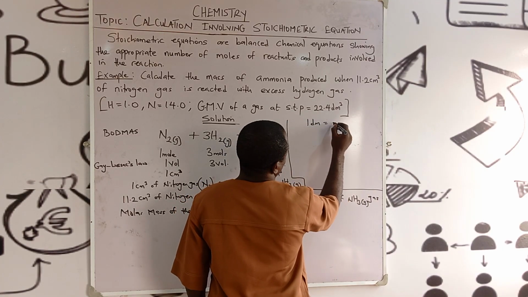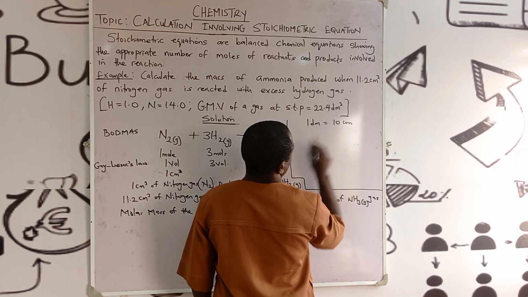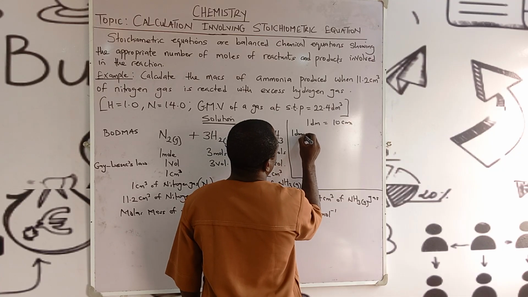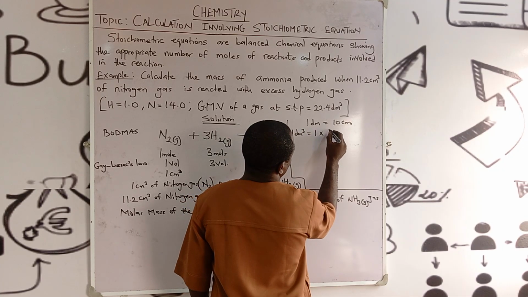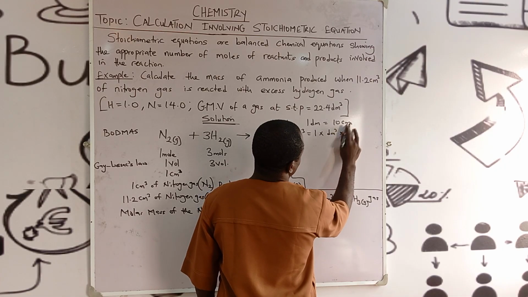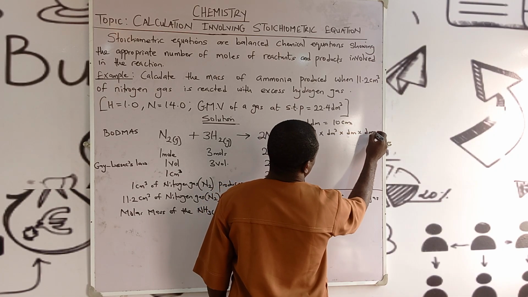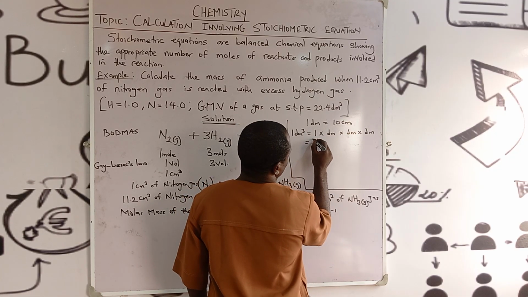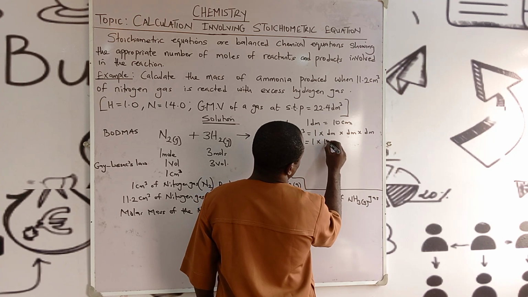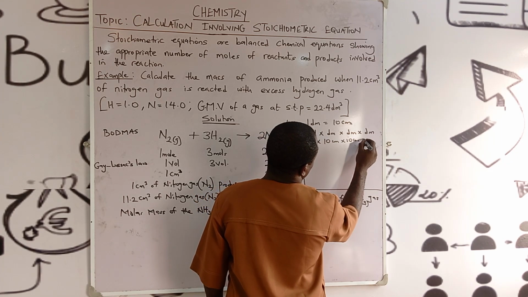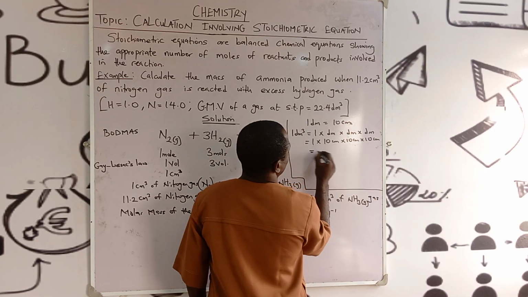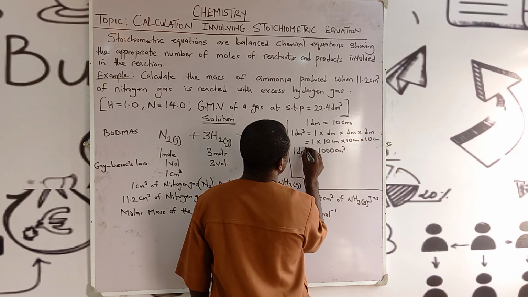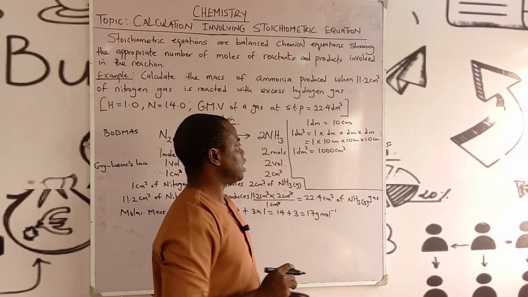1 dm is equal to 10 centimeter. Now, 1 dm cube is 1 dm times 1 dm times 1 dm. Because 1 dm is 10 centimeter, that is 10 centimeter times 10 centimeter times 10 centimeter, which when you multiply, you have 1000 cm cube. So 1 dm cube is equivalent to 1000 cm cube.